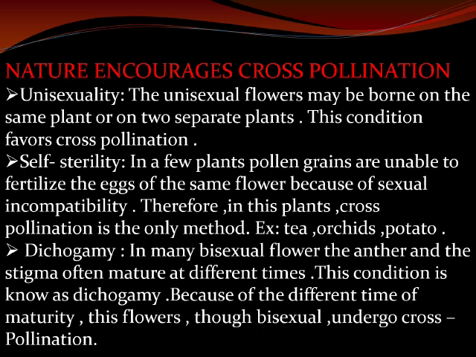So, in many bisexual flowers, the anther and the stigma often mature at different times. This condition is called dichogamy. It may be protandry if the androecium develops earlier, or protogyny if the gynoecium develops earlier. Because of these different timings of maturity, such flowers undergo cross-pollination only.